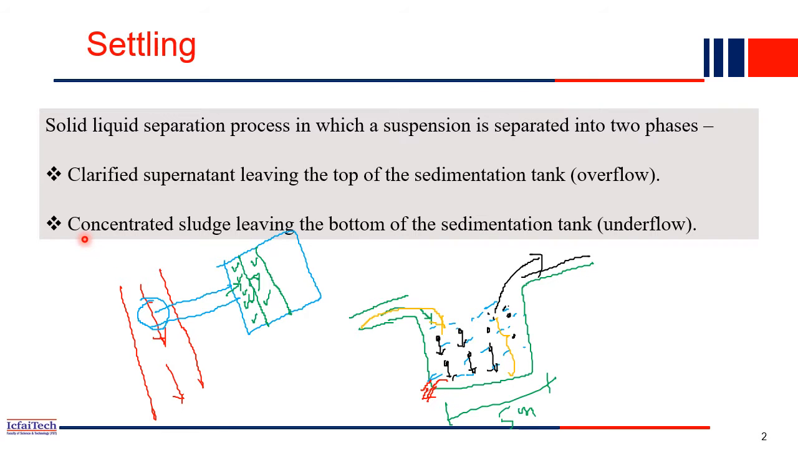So the second phase is basically concentrated sludge leaving the bottom of the sedimentation tank. So all the particles which are present will be deposited at the bottom, and through this small space or bowl basically this sludge will be deposited at the bottom, and the water will be clean. So that is the process, a very simple process in the settling in the sedimentation tank. So this tank is called the primary sedimentation tank.